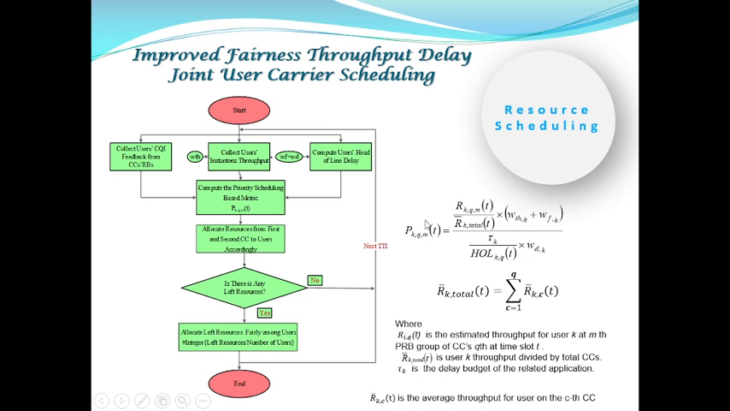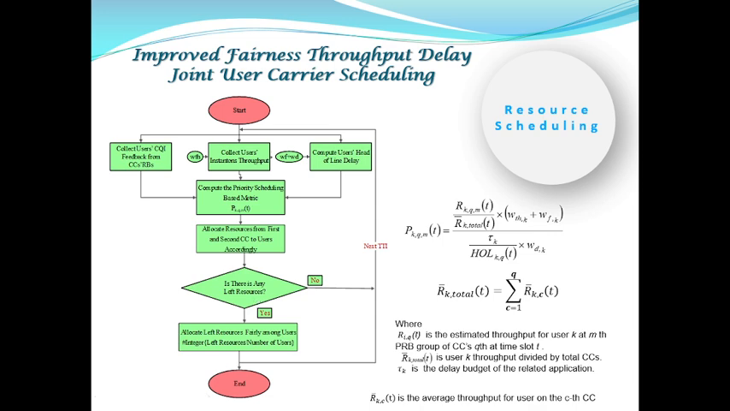After calculating the priority metric for each user on each component carrier with the physical resource blocks, allocate the resources from the first and the second component carriers to users accordingly. Is there any left resources? If yes, we will start again to calculate the priority and allocate the physical resource blocks in each component carrier for the users.